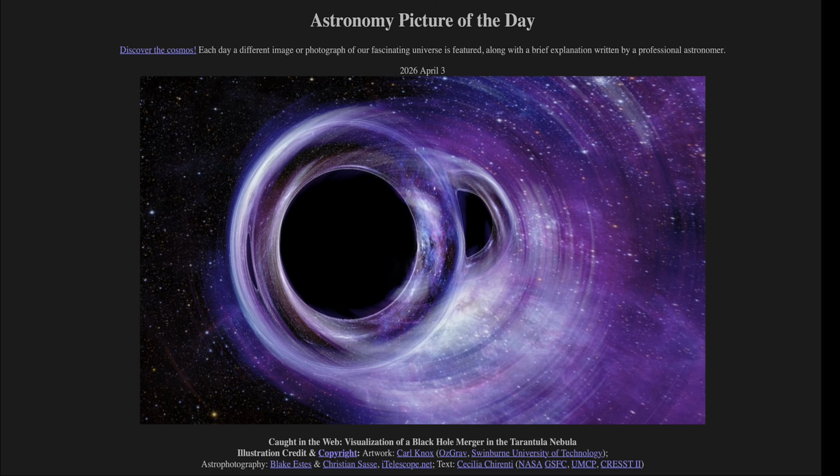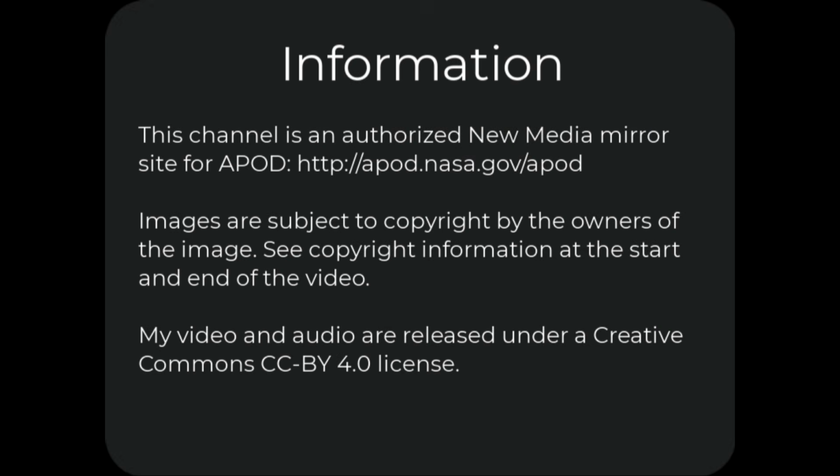So that was our picture of the day, titled Caught in the Web, Visualization of a Black Hole Merger in the Tarantula Nebula. We'll be back again tomorrow for the next picture, previewed to be To the Moon. So we'll see what that is about tomorrow.